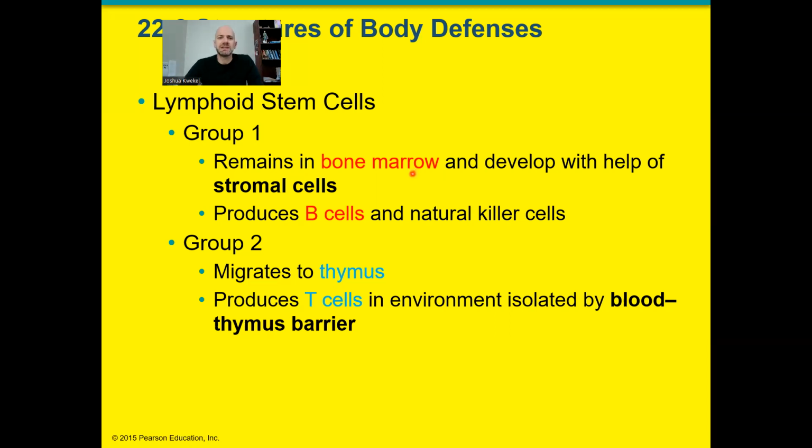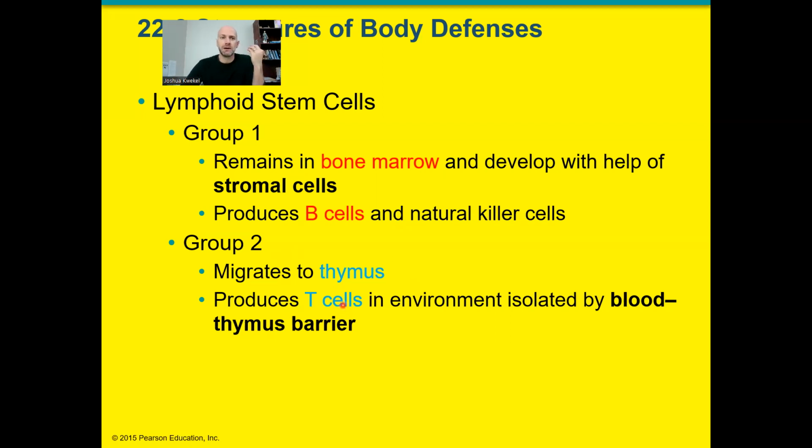All right, anyways, lymphoid stem cells. We talked about how all white blood cells are born. They are produced in red bone marrow, okay? B cells are produced there and they develop in the bone marrow, also natural killer cells. So in some sense, B cells and natural killer cells are more like each other than natural killer cells are like T cells. B cells and natural killer cells are both developed in the bone marrow. Group 2 are the T cells.